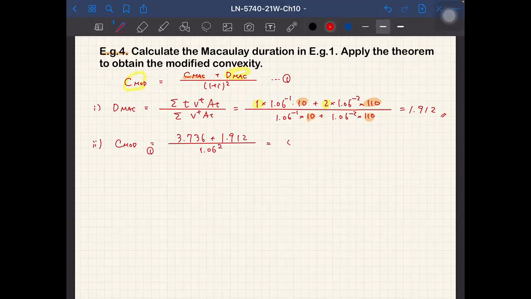And this becomes 5.027. So now you can see that this is consistent with the calculation in example 1. So this is an example for the theorem.